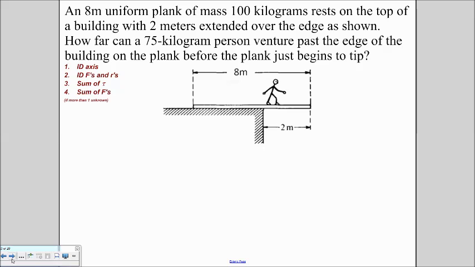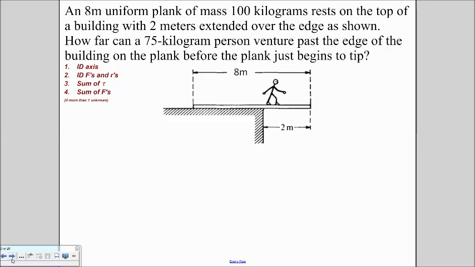All right, here's a fun example. I have an 8-meter uniform plank of mass 100 kilograms. It rests on top of a building, with 2 meters extended over. I've got this person, 75 kilograms, who's trying to walk off the edge, and he doesn't want to tip over and fall to his death. So we're going to see how far he can walk over.